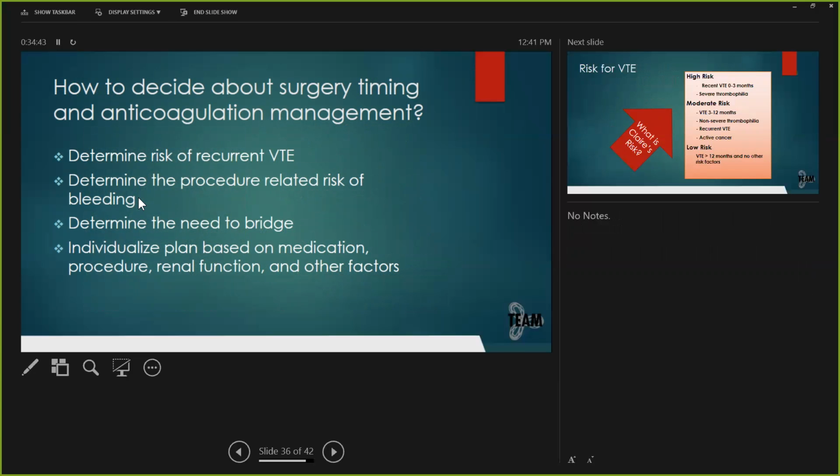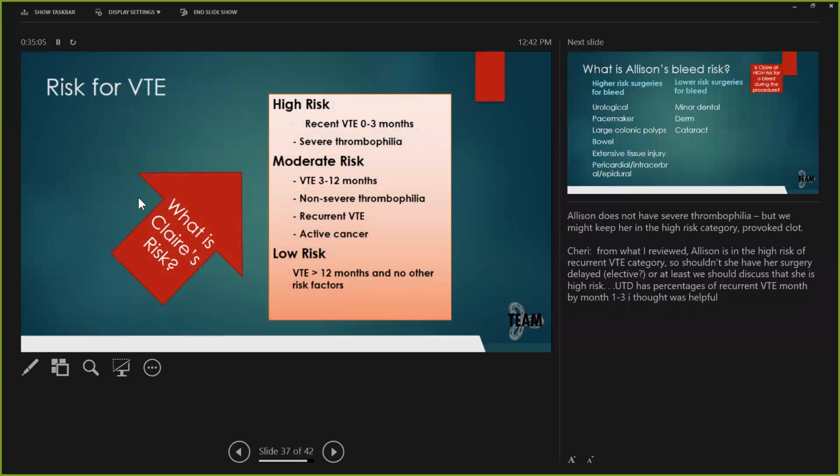So how to decide about surgery timing? First, see what's the risk of recurrent DVT and what's the procedure. Is it a low risk procedure or a high risk procedure? And do you need to bridge these patients? It all depends on the procedure, renal function, and what medication the patient is on. So what are the risks for DVT?